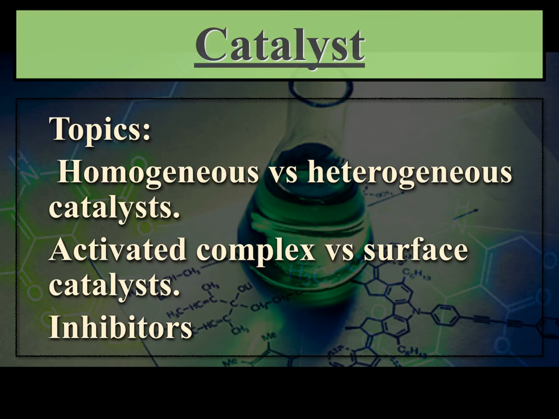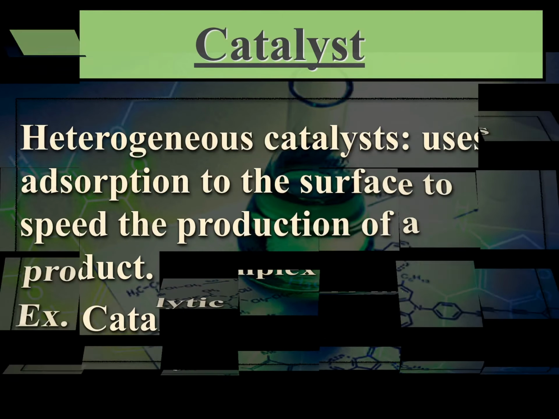All right, so there's two different types of catalysts, homogeneous and heterogeneous. The homogeneous becomes part of the activated complex. The heterogeneous really doesn't. It provides a surface for the reaction to occur. And when you talk about catalysts, you should also talk about chemical inhibitors, so we're going to throw that in as well.